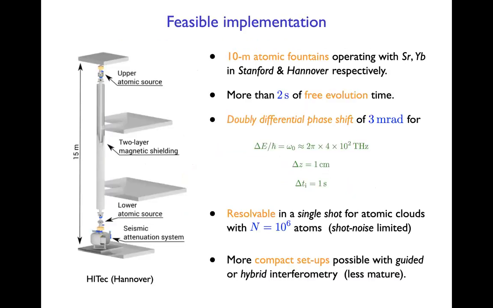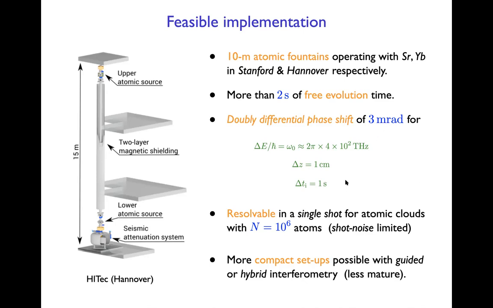And just to mention how feasible this is, you can plug in the numbers and see that 10-meter atomic fountains using strontium or ytterbium atoms, which have the right structure and are used for optical atomic clocks, would fit these kind of experiments I was mentioning. And the numbers show that with parameters that are certainly feasible, that have been demonstrated, you can get a signal, a contribution from the gravitational redshift, that corresponds to differences in the differential phase shift of the order of a few milliradians.